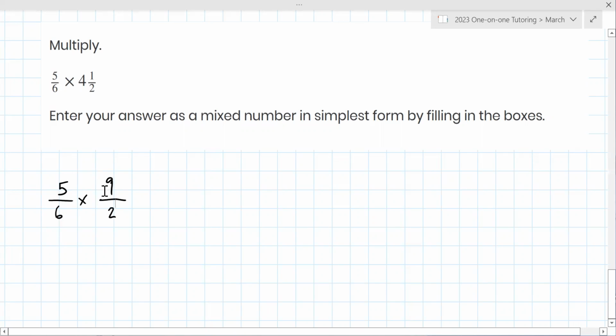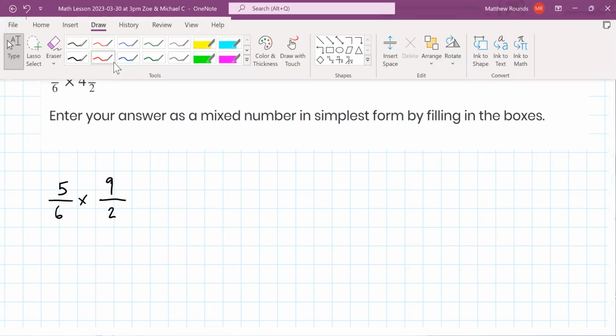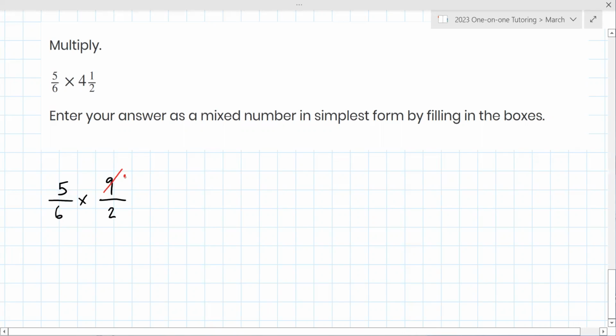Now, you can pre-reduce here. 9 and 6 are divisible by 3. What is 9 divided by 3? You're dividing. Oh, sorry. The 3, right? Yes. So 3. And 6 divided by 3? 2.